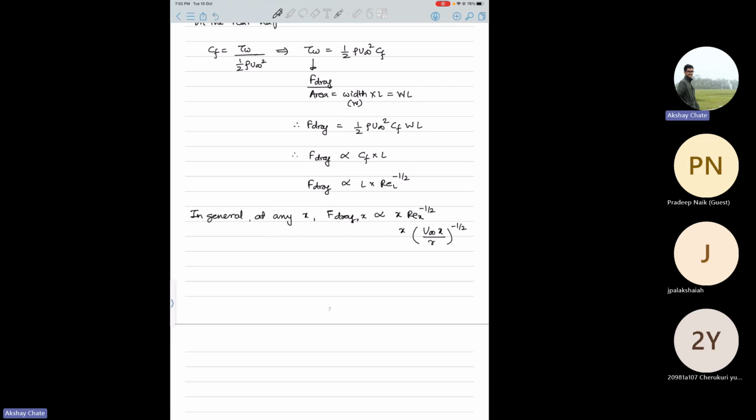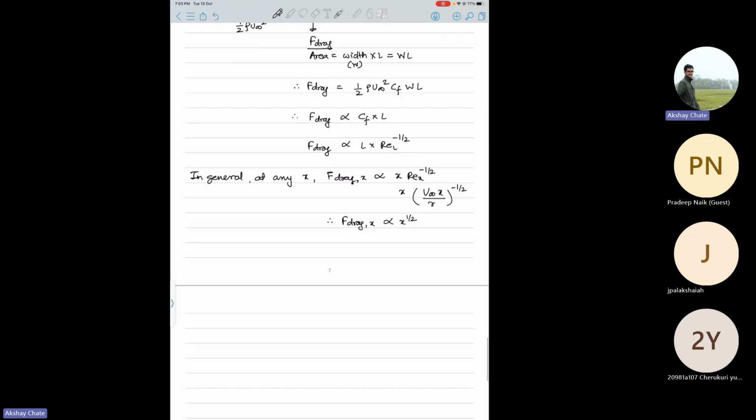So X into X to the power minus half. So basically your drag force at any X will be proportional to the square root of X, because 1 in and minus 1 half, it will be like this, no? Yeah.